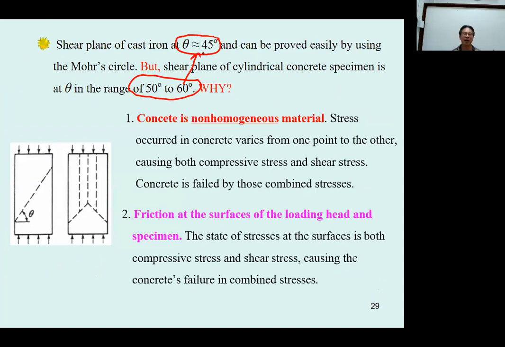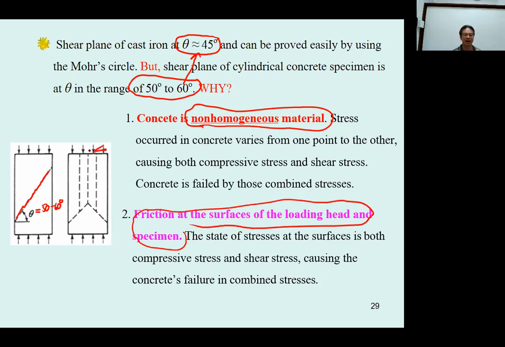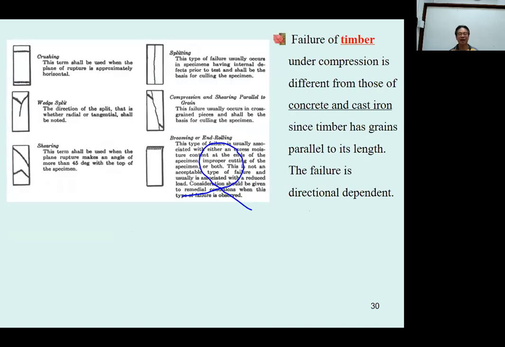Previously, I mentioned the friction between the sand, the cement paste, and the cut slot at the crack area. That causes the angle here to be larger than 45 degrees. There is also that it is a non-homogeneous material. There is also the friction at the contact point of the specimen and the testing machine that also produces the crack like this. Okay, we have talked a lot about concrete.